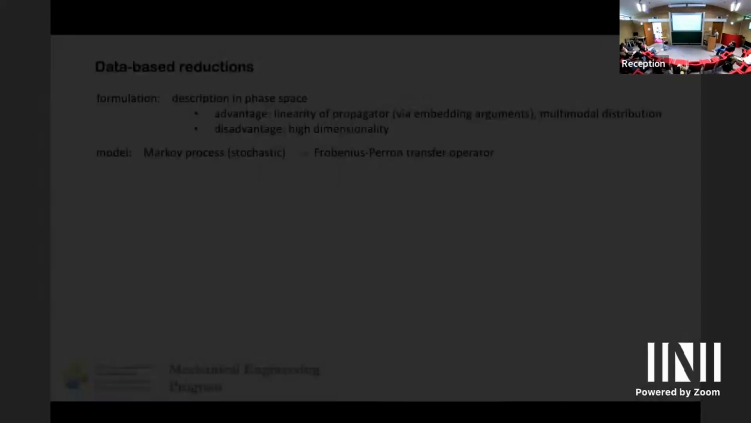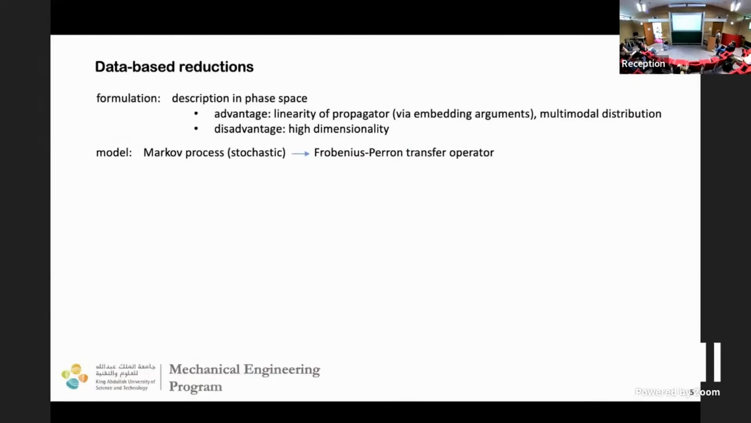And the one that I want to talk about today is a formulation in phase space. Why are we doing phase space? It has an advantage that, following what Karthik said, we're going to look for linearity of a propagator in phase space. And we can do that by doing a high enough dimensional embedding in phase space until a nonlinear process looks linear in a high enough dimensional space. So this is like the Koopman idea.